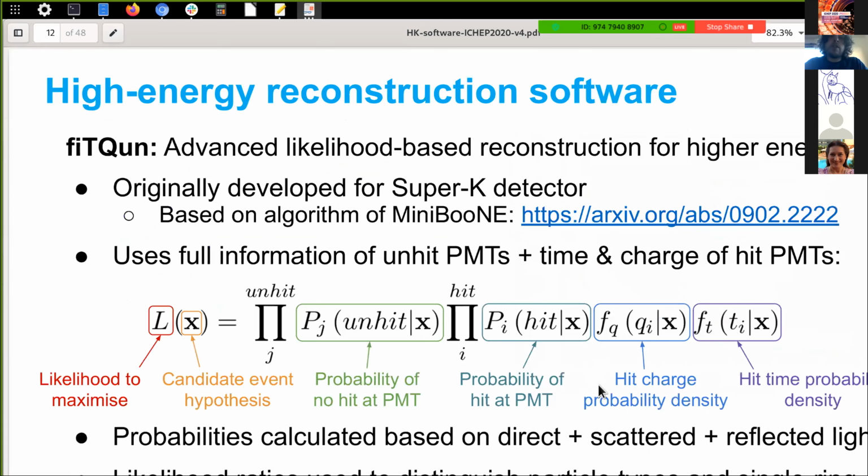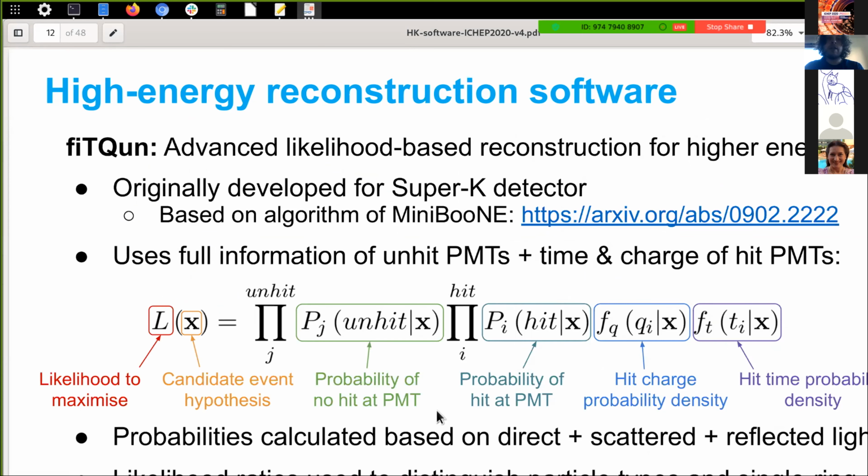Moving on to high energy, this is using a much more involved algorithm that was again originally developed for Super-K, although based on an algorithm that was originally for MiniBooNE. And this is using the full likelihood information of both the time and charge of all the hit PMTs, as well as the unhit PMTs.